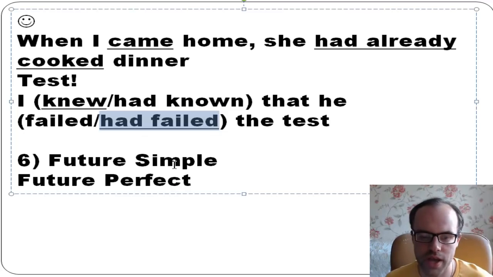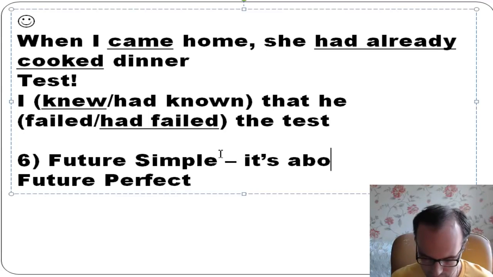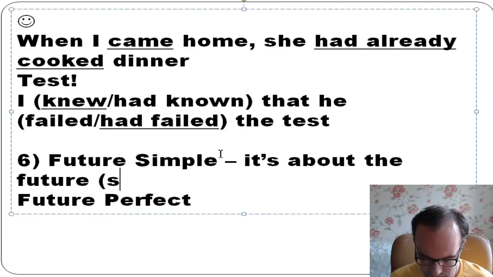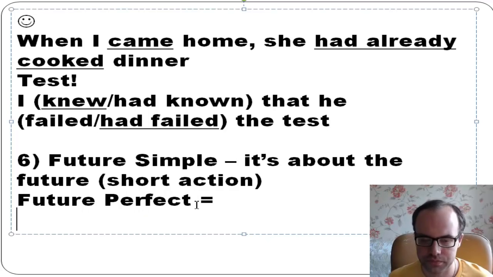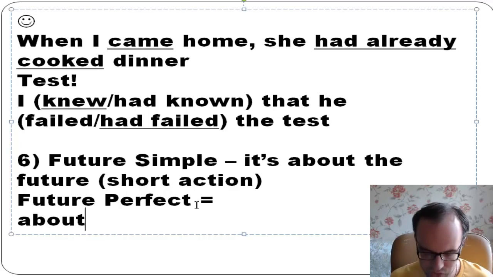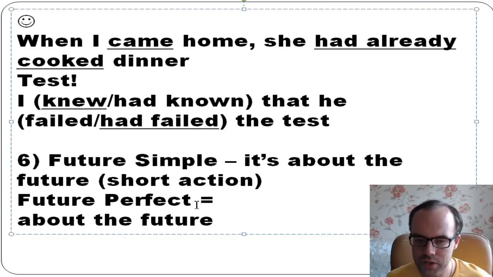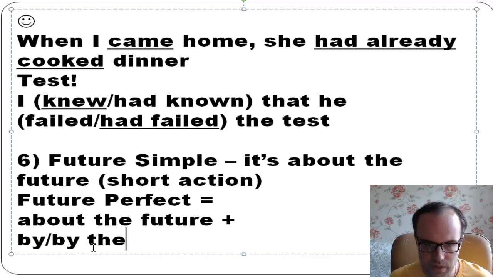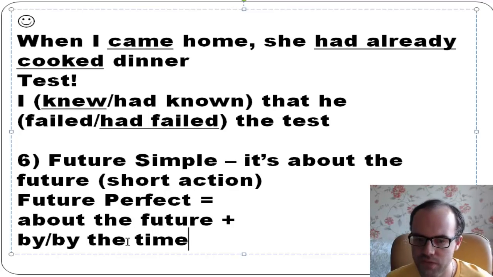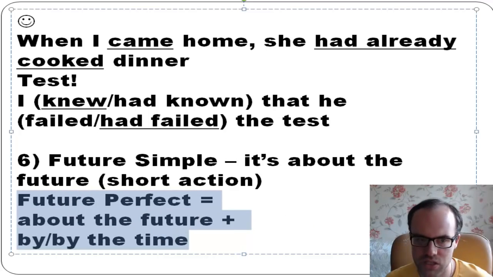Yeah, what about future simple and future perfect? Actually, nothing difficult, it's easy. So, future simple, it's about the future, and usually it's a short action. And what is future perfect? We use future perfect when you talk about the future and when you have by or by the time. So if you have it in a sentence, you need to use future perfect. Yes, it's about the future.